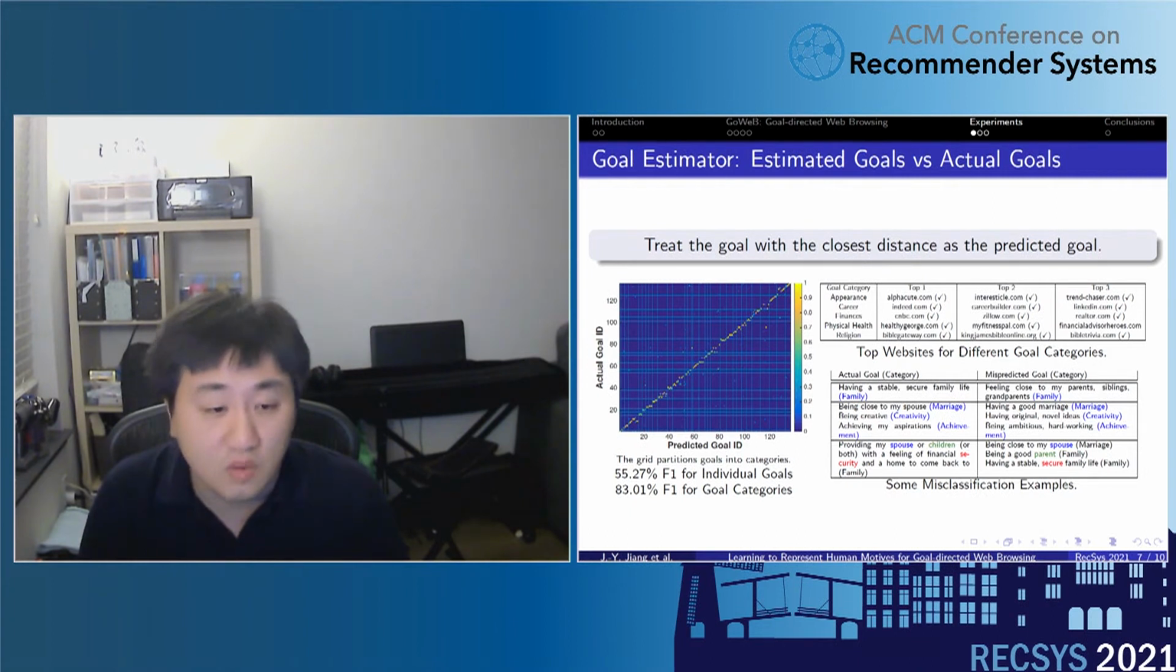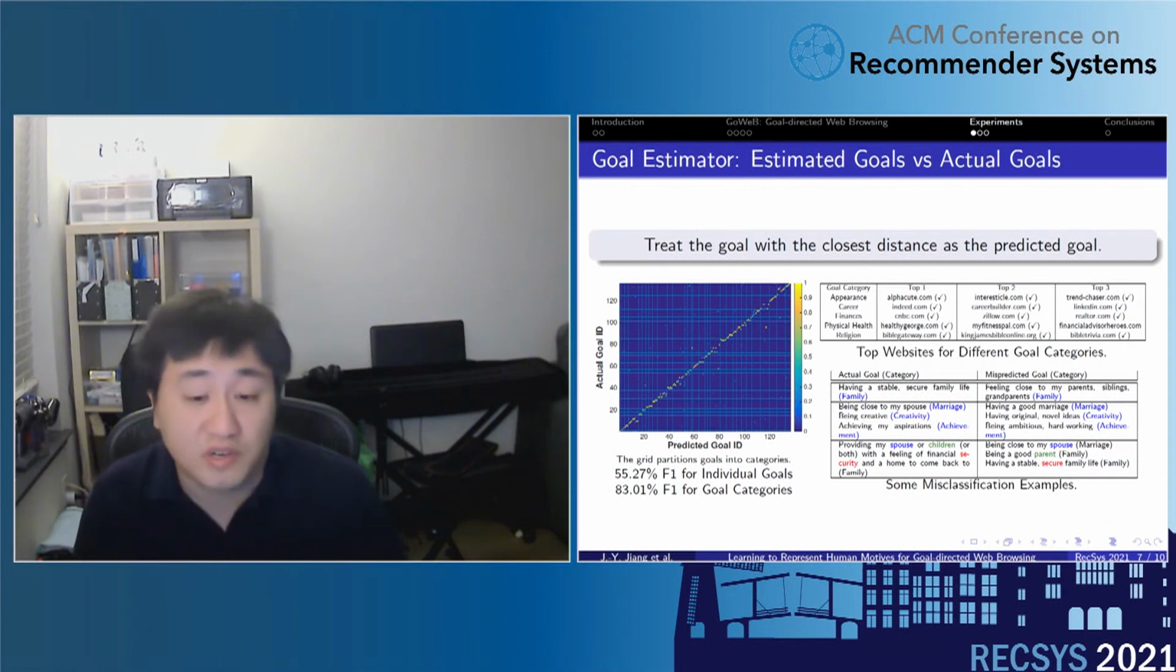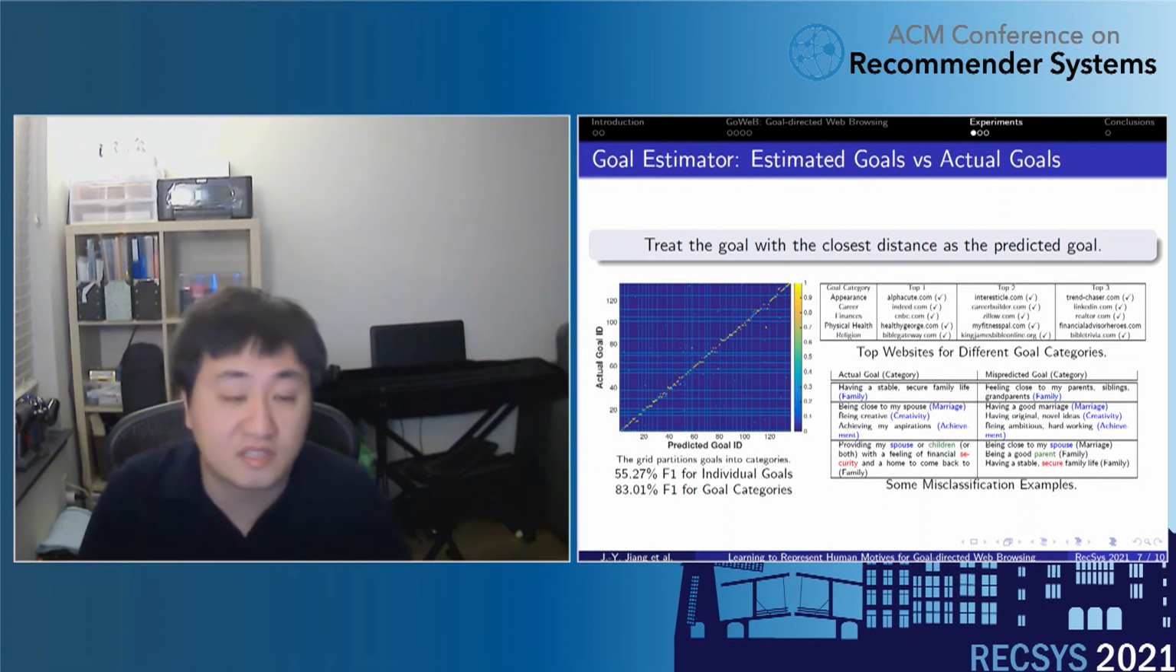So we can see that although we have some misclassification, the mispredicted Go is usually very close to the actual goal. For example, the actual goal is having a stable, secure family life, but we predicted it as feeling close to my parents, siblings, and grandparents. So although we have some misclassification, they are actually very similar. And when we focus on the embedding domain, it probably would not be a big problem. We can see the squares are partitions that group the Go's into categories, and most of the misclassifications still lie within the same category.